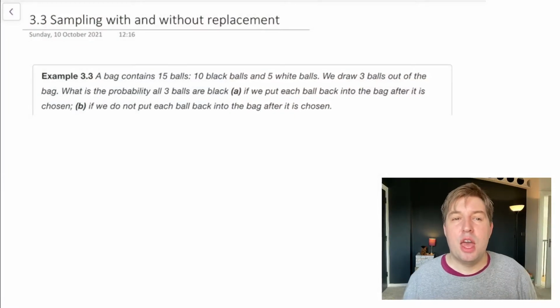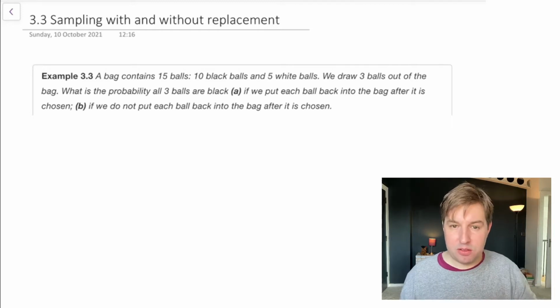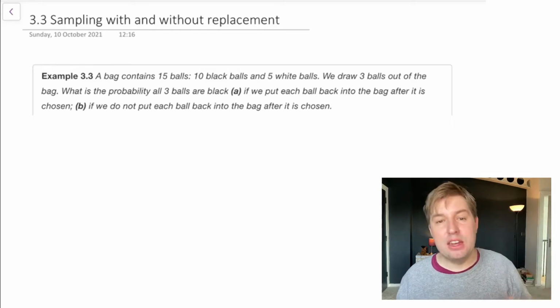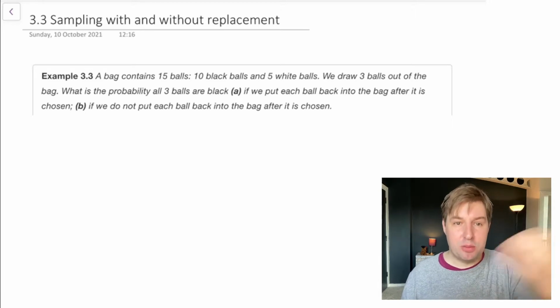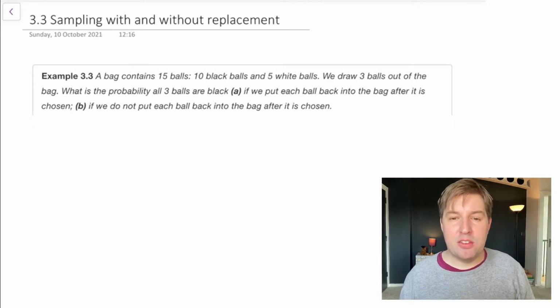Here it says, a bag contains 15 balls, 10 black balls and 5 white balls. We draw 3 balls out of the bag. What is the probability that all 3 balls are black? A, if we put the ball back into the bag after it's chosen, so we pick one out, look at it, is it black or white, put it back in, pick another one out, is it black or white, put it back in. Or B, if we do not put each ball back into the bag after it's chosen.